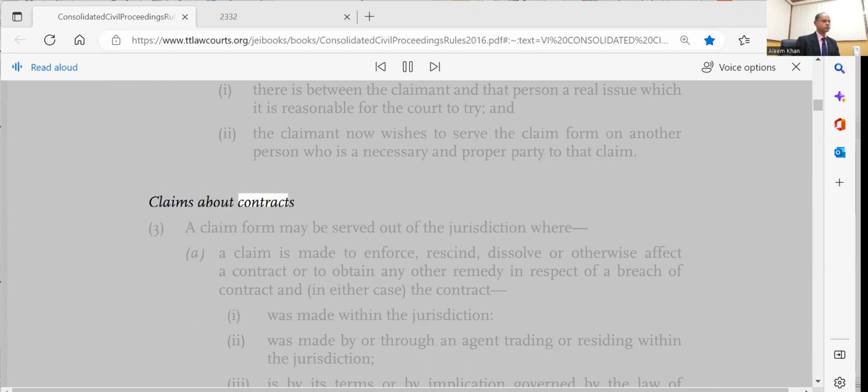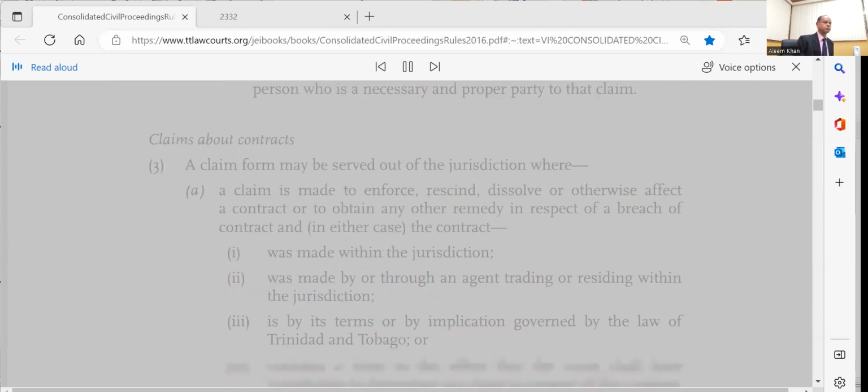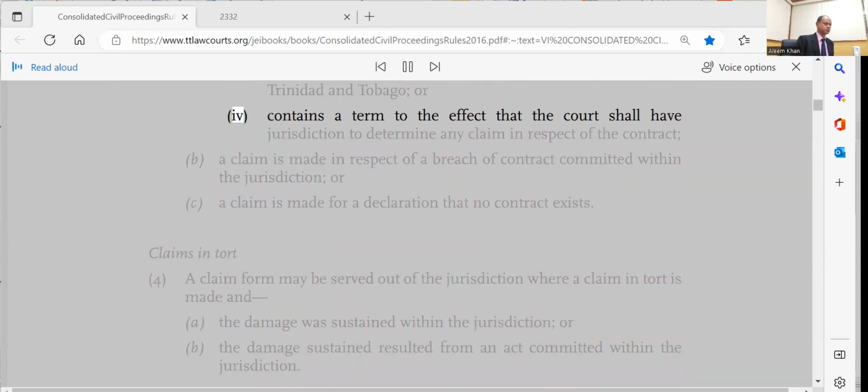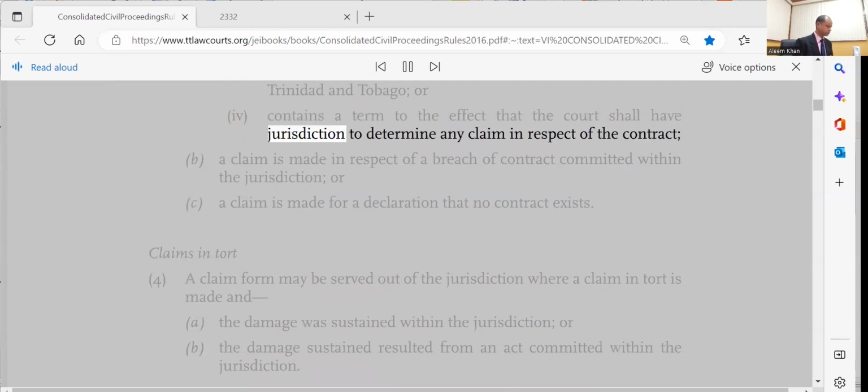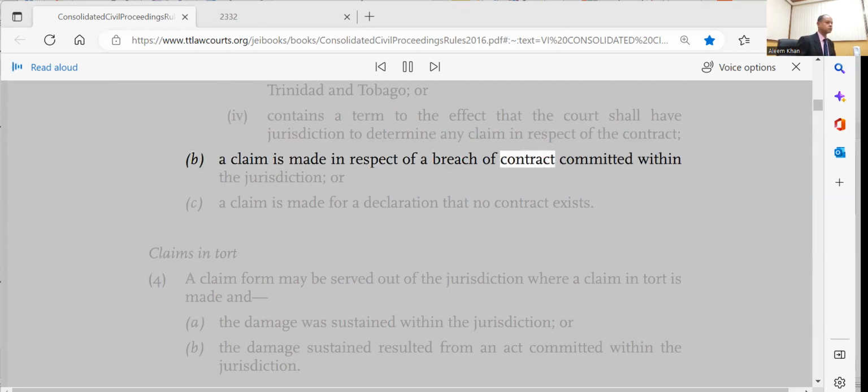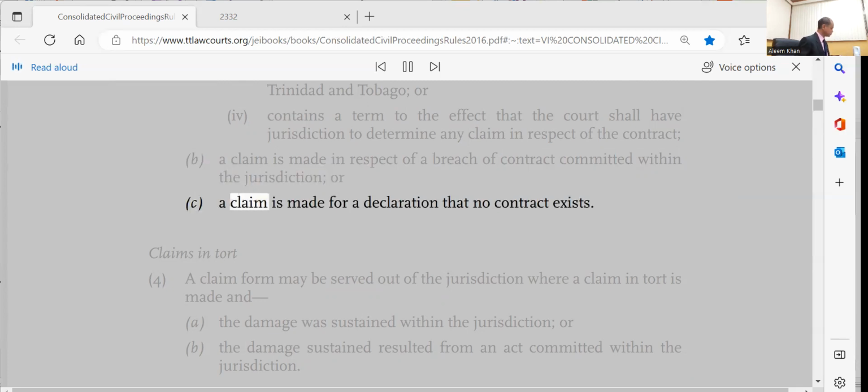Claims about contracts. (3) A claim form may be served out of the jurisdiction where (a) a claim is made to enforce, rescind, dissolve or otherwise affect a contract or to obtain any other remedy in respect of a breach of contract and, in either case, the contract (i) was made within the jurisdiction, (ii) was made by or through an agent trading or residing within the jurisdiction, (iii) is by its terms or by implication governed by the law of Trinidad and Tobago, or (iv) contains a term to the effect that the court shall have jurisdiction to determine any claim in respect of the contract; (b) a claim is made in respect of a breach of contract committed within the jurisdiction; or (c) a claim is made for a declaration that no contract exists.